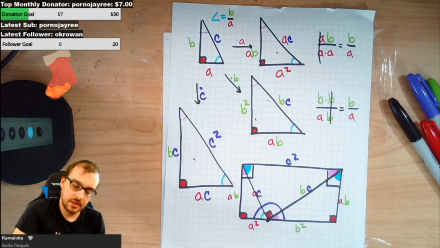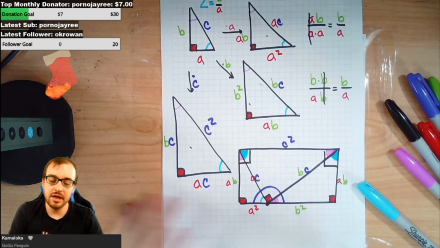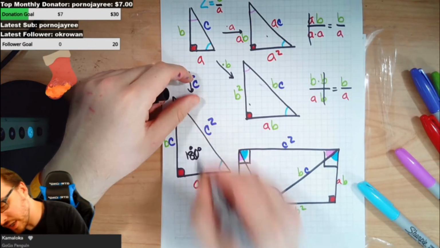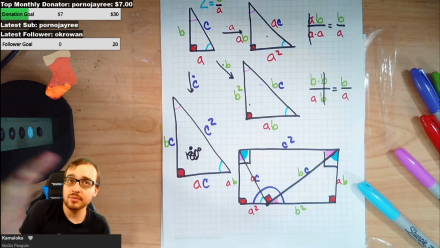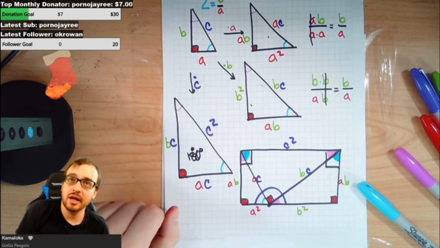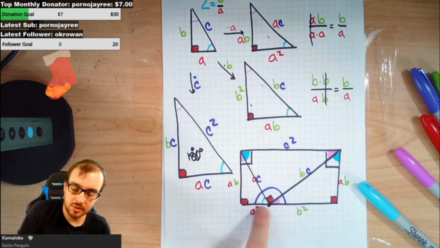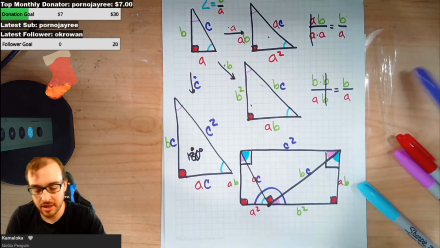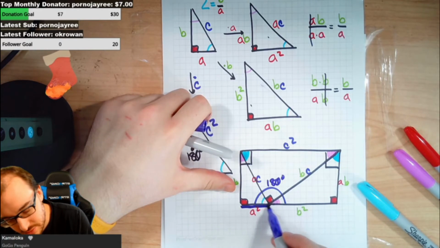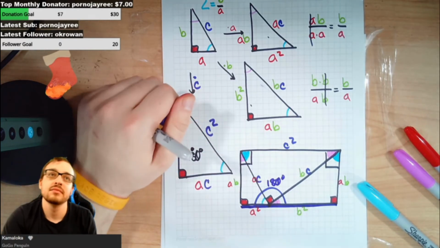So how can I prove this is 180? Well, if you know about triangles, triangles always have their internal angles adding up to 180. So pink, blue, and 90 adds up to 180. Well, here's pink, blue, and 90. That means this angle right here must be 180. Which then means this is a straight line.